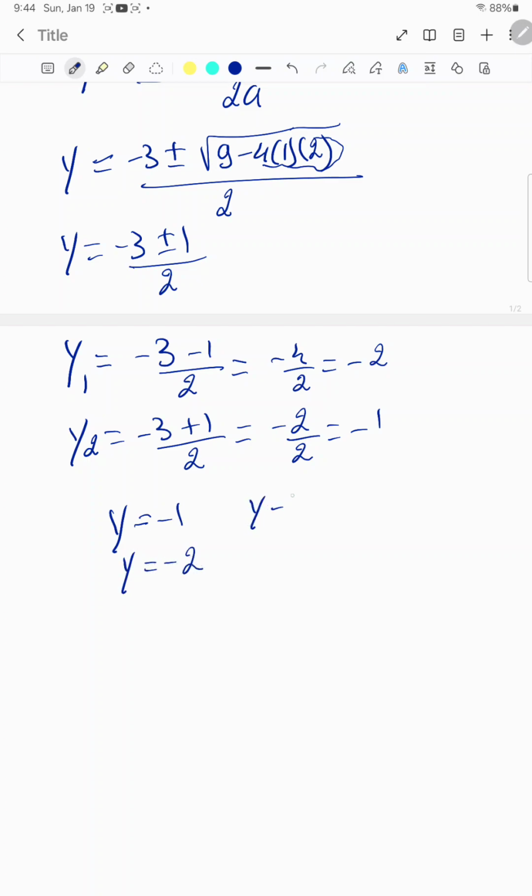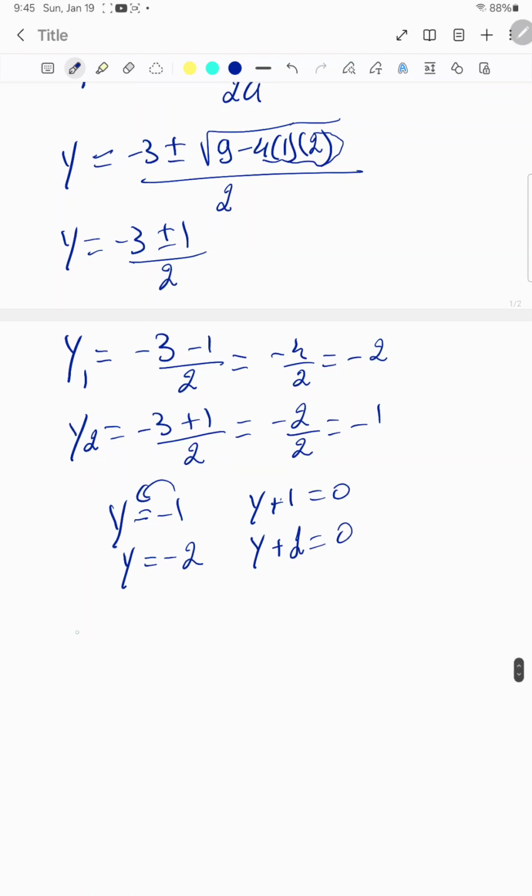So that means y plus 1 is equal to 0, because the minus comes to the left hand side of the equality and changes its sign, and then I have the same logic, y plus 2 is equal to 0. So my denominator, which was y to the power of 2 plus 3y plus 2, will become y plus 1 times y plus 2.